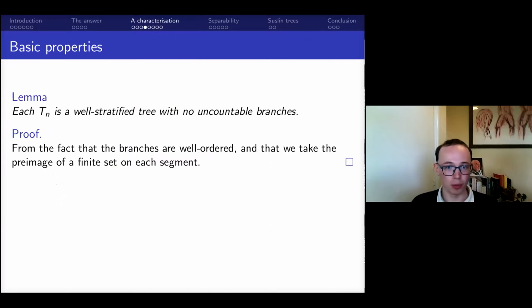Okay, so first of all, we need two basic properties of this iteration, of this sequence. The first is that every Tn is indeed a well-stratified tree, and it has no uncountable branches. Well, this follows from the fact that we take a well-ordering of the branches, and the fact that at each stage we only take the pre-image of a finite set, so we just add finitely many new things at each stage of the iteration.